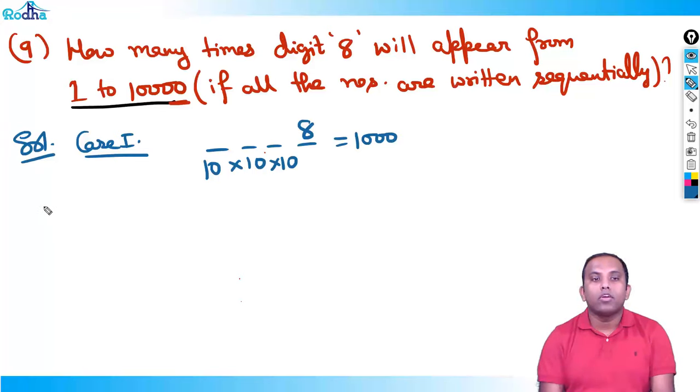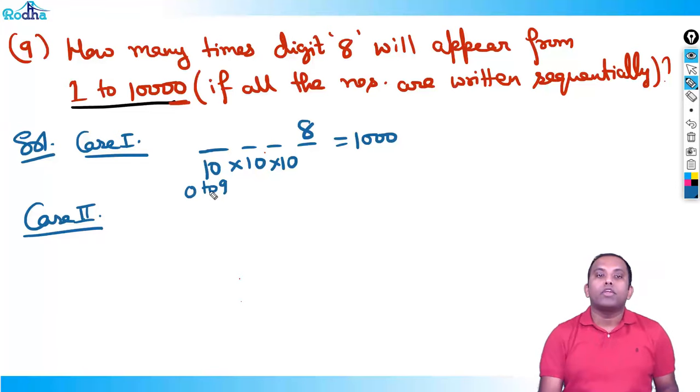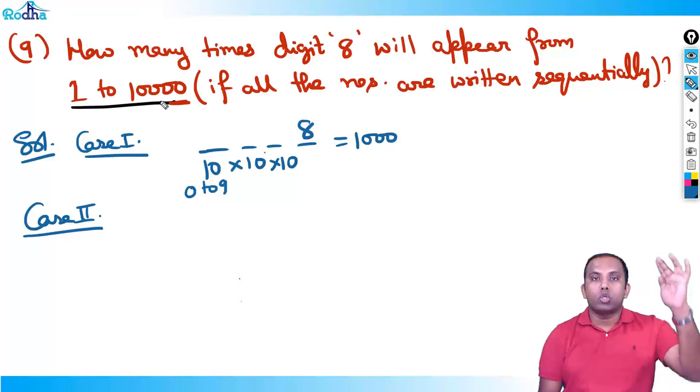Now, you can sense the answer here. Don't get confused why I am writing 10 options for the first place. I am writing it because I can take all the options from 0 to 9. I should eliminate 0 when it is given that it is a 4-digit number, because then 0 can't be at the first place. But in this case 0 can be at the first place, because if 0 is at the first place, it becomes a 3-digit number, and I want a 3-digit number. From 1 to 10,000, I want 1-digit numbers also, 2-digit, 3-digit and 4-digit numbers also.